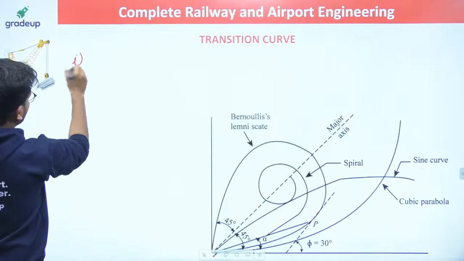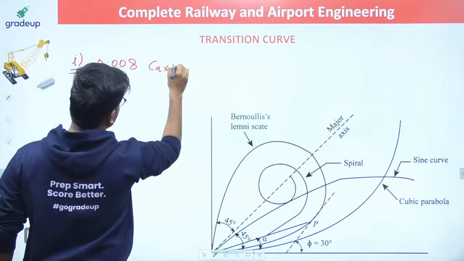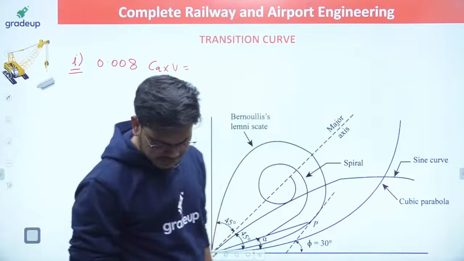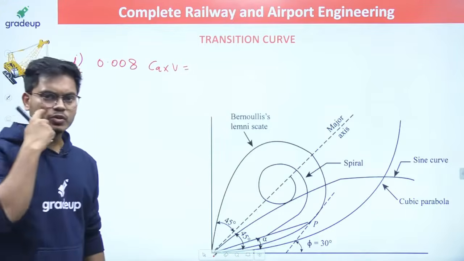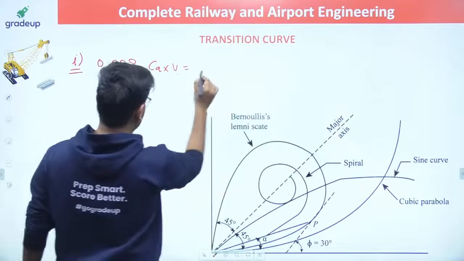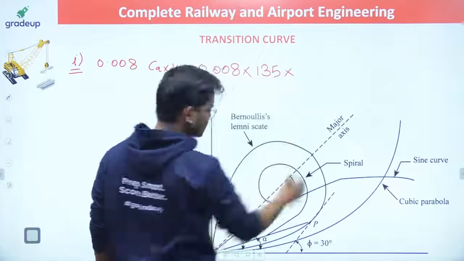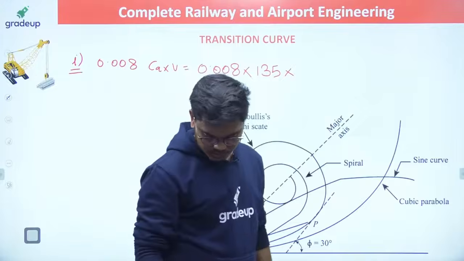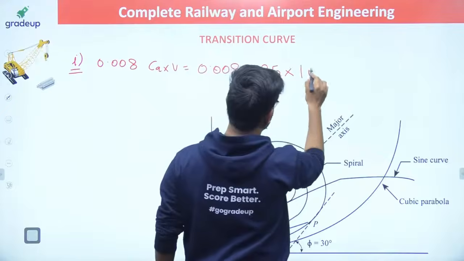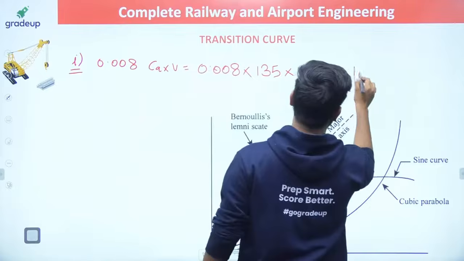So the first thing was 0.008 into actual CANT into velocity. Actual CANT was how much, guys? 135, I suppose, right? You have to take it as a multiple of 5 only. So actual CANT was 135, and velocity was 100 kmph. So from here the answer should be 108 meter.